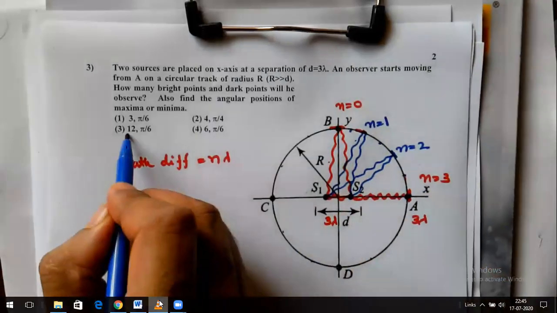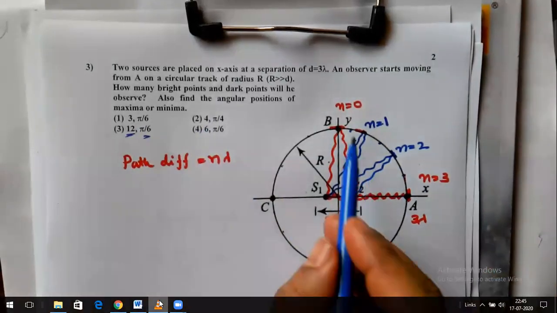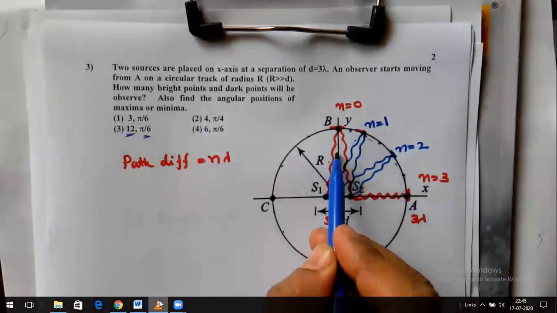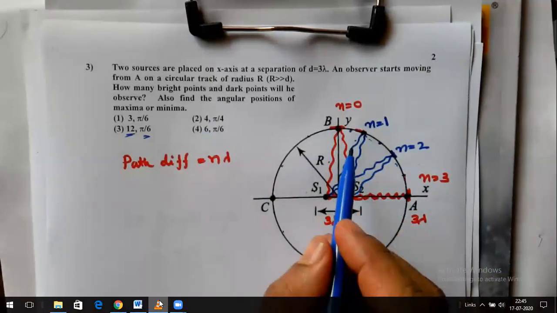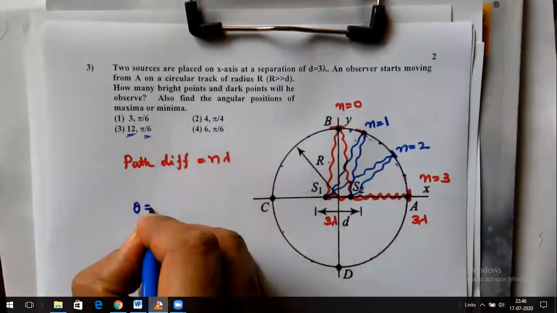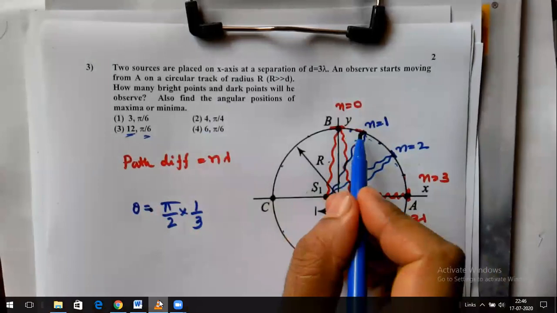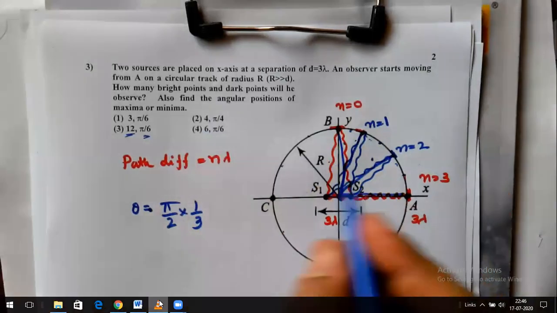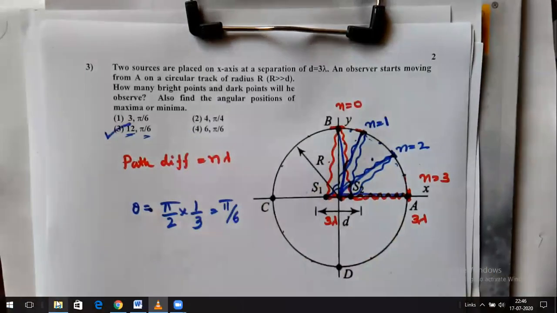So one answer is correct. Now, how should it be pi by 6? You should get one maxima here, another maxima here, then 2 maxima here. So the 90 degrees has to be divided for 3 maxima. For the angular positions of the maxima and minima, the pi by 2 angle must be divided for 3 maxima: one maxima here, another here, and another here. So it is totally pi by 6, that is 30 degrees. So the answer should be the third one.